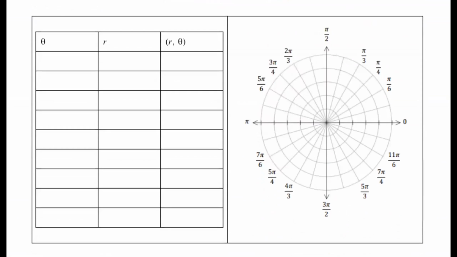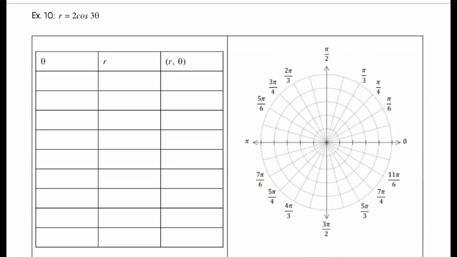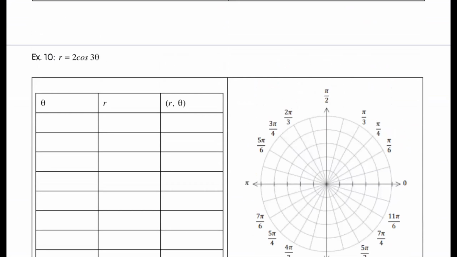If we think about example number 10, I have the cosine here. So let's see what we can predict based off of the equation. Well, we know that it's going to be symmetric about the x-axis, right? And let's call it a petal length, not a radius, of 2. And how many petals will we see?